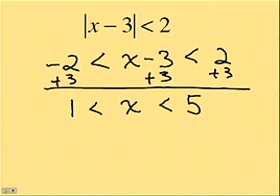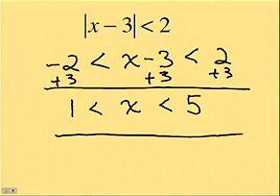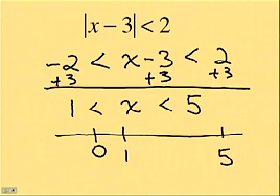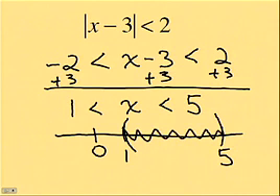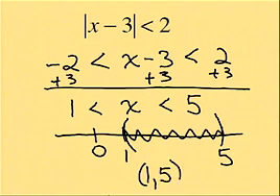And so when we go to show that graphically, we draw our number line and spot 0. Then 1 would be approximately here. 5 would be approximately here. And because it's less than without the equal to part, we have to use open parentheses, and then we shade in that interval. And in terms of interval notation, we would write the open interval 1, 5, and that is our solution set for x.